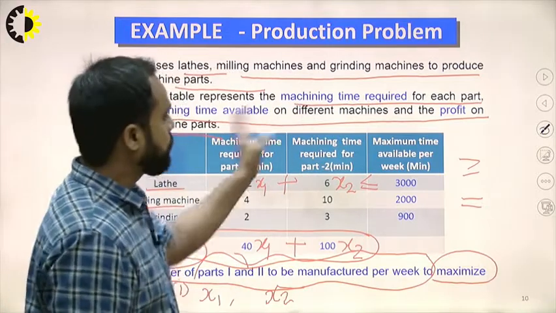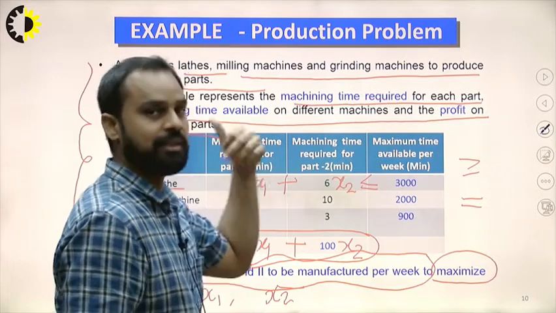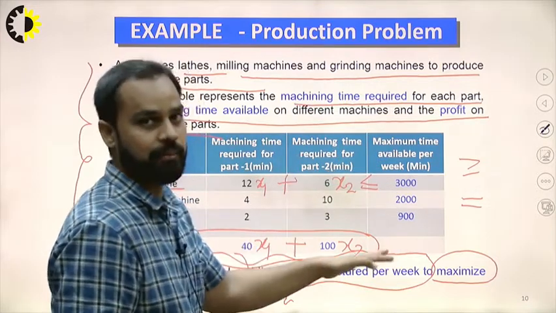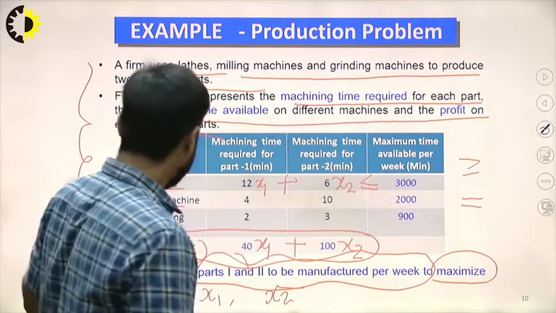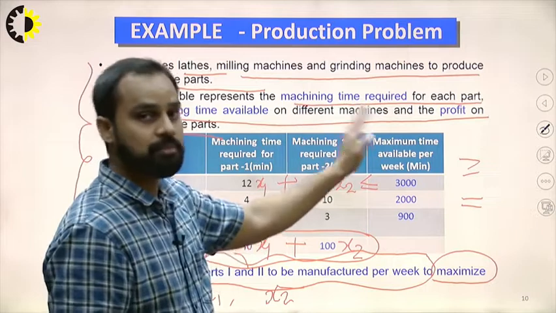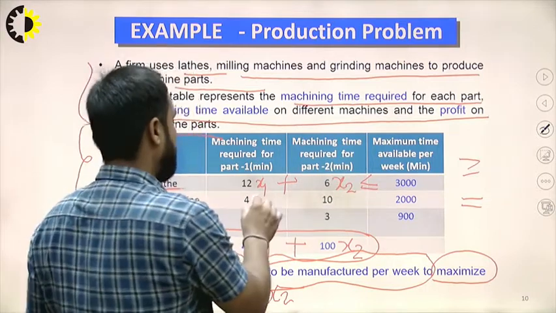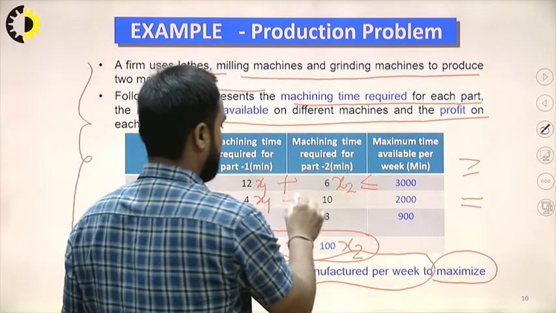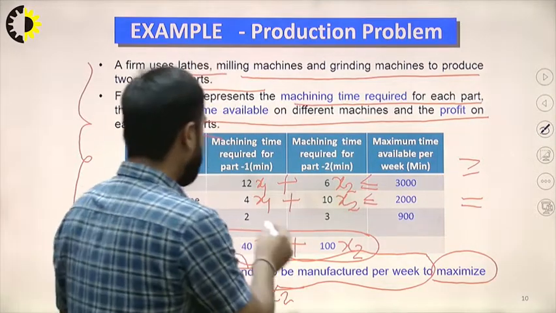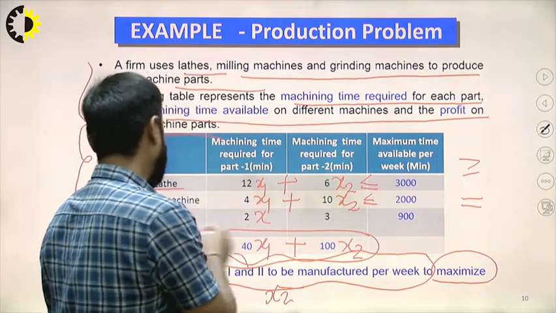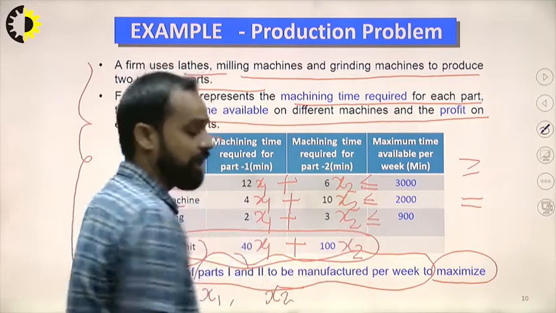So by reading the question and the availability, we can decide the constraint, either less than or greater than type. Here the maximum time availability per week is given for each of lathe, milling and grinding. So the maximum time is given, and that's why the constraint is less than or equal to type. In the same way for the milling machine, we get 4x1 plus 10x2 less than or equal to 2000. In the same way for the grinding machine, 2x1 plus 3x2 is less than or equal to 900.